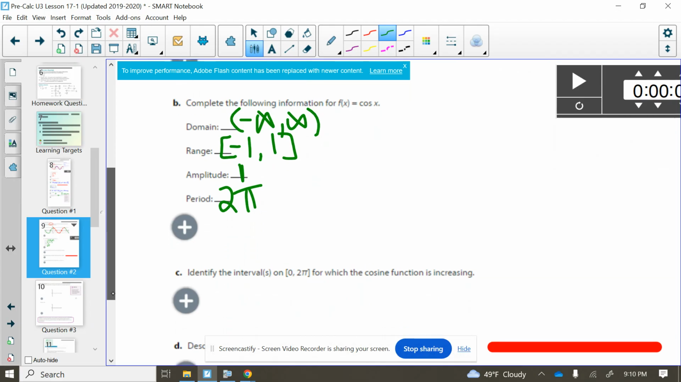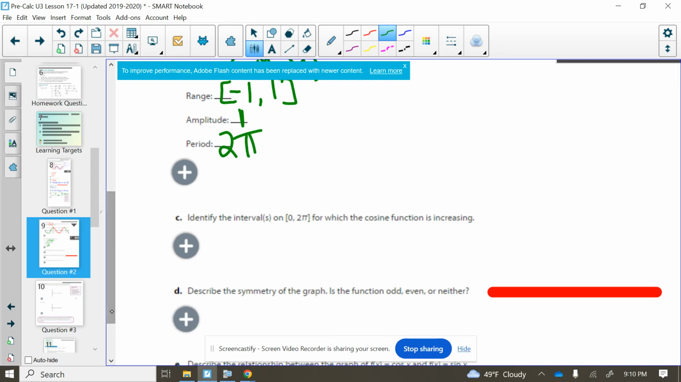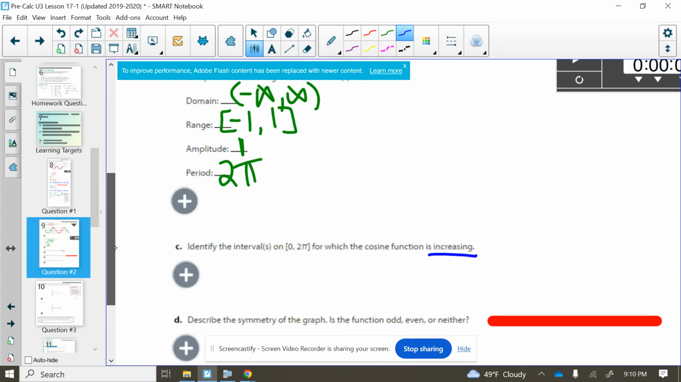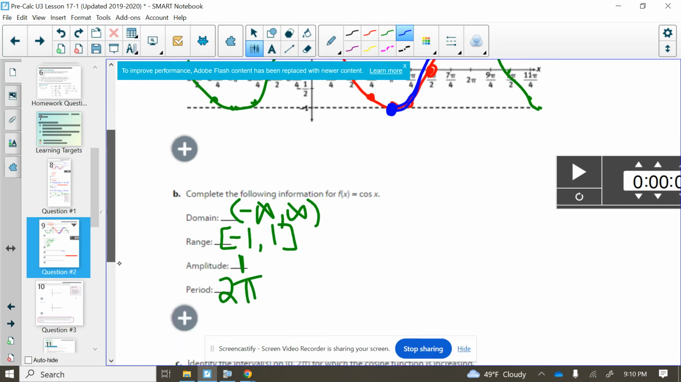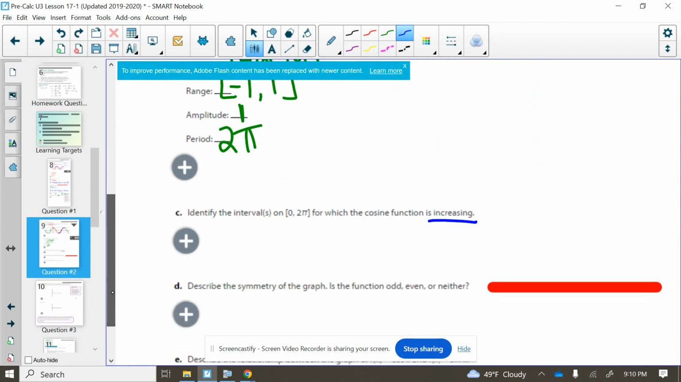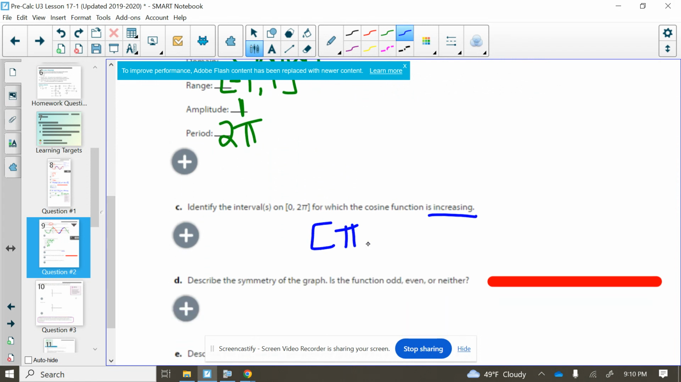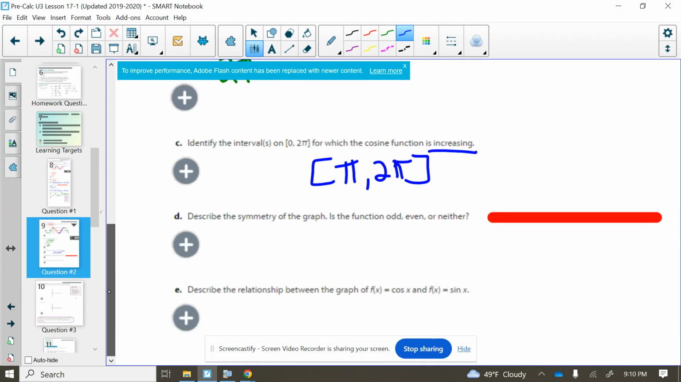And if we think about a period in which this is increasing from 0 to 2 pi, so this red portion of our graph, we are increasing from the x value of pi all the way until we get to 2 pi, and then it starts decreasing again.